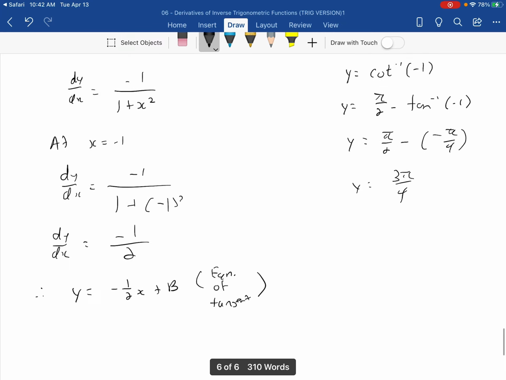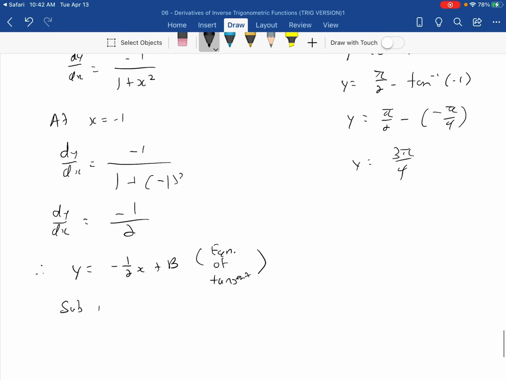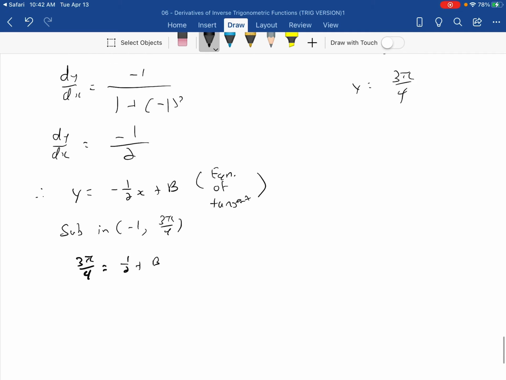So now I've got my xy pair to sub in. Sub in negative 1 comma 3 pi over 4. And so I get 3 pi over 4 equals 1/2 plus b. And so 3 pi over 4 minus 1/2 equals b. So therefore, equation of tangent is y equals negative 1/2 x plus 3 pi over 4 minus 1/2. Keeping it all nicely exact there.